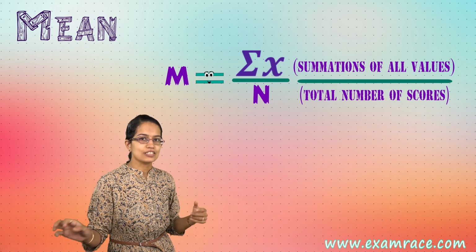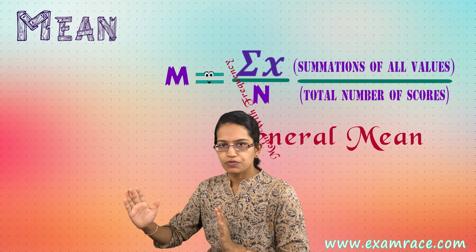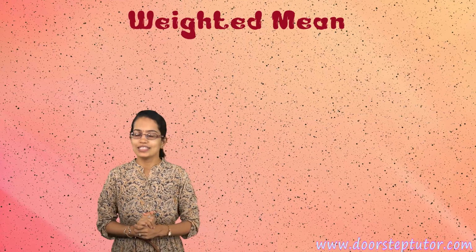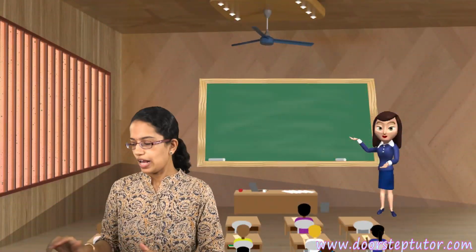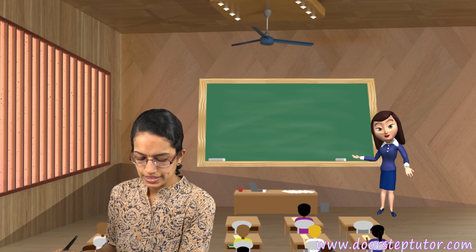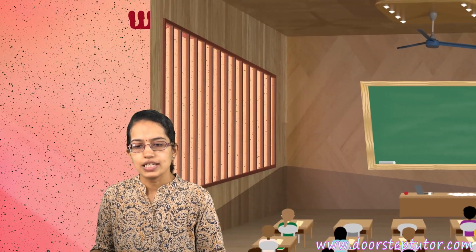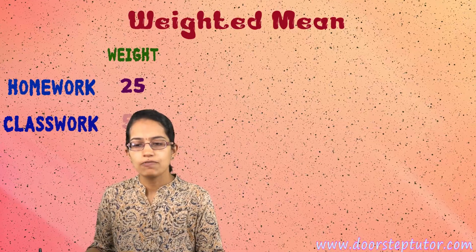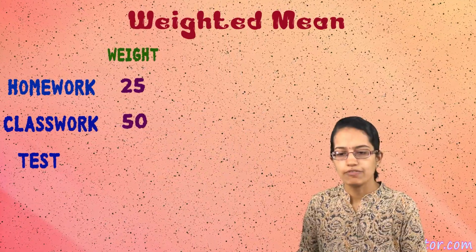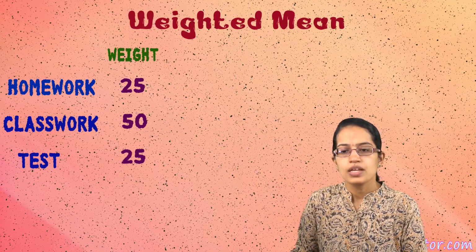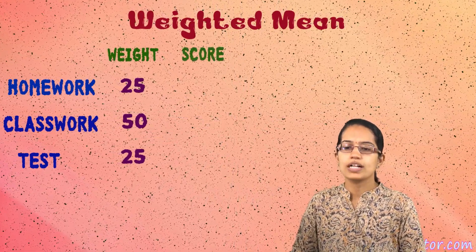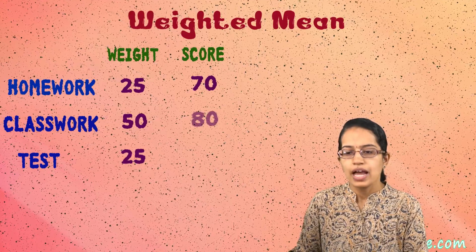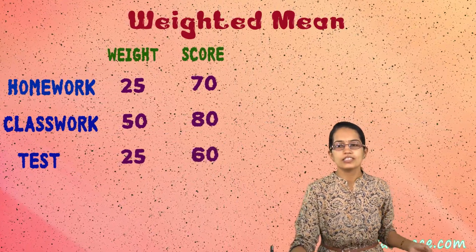The next case, as I said, so two cases done, the general mean and mean with frequency. Now we have weighted mean. How do we understand weighted mean? This is very simple. Let's say you are in an examination hall and you have the marks weightage that are given for the examination. So let's say the teacher says your homework would have a 25 weightage, classwork would have a 50 weightage, and the final test or the exam would have 25 weight. So this is the weight. Now, what are your scores for the homework, classwork and the test? Let's say in the homework you score 70, in the classwork you score 80, and in the test you score 60. So what is your weighted mean?